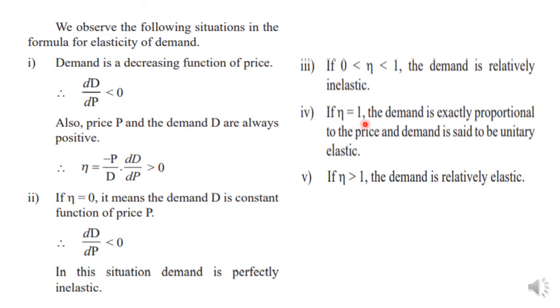And if eta is 1, if the elasticity comes out as 1, then the demand is exactly proportional to the price and demand is said to be unitary elastic. Then similarly, if eta is greater than 1, we say that the demand is relatively elastic. You have to keep in mind these three conditions so that they will help you in solving certain types of sums.